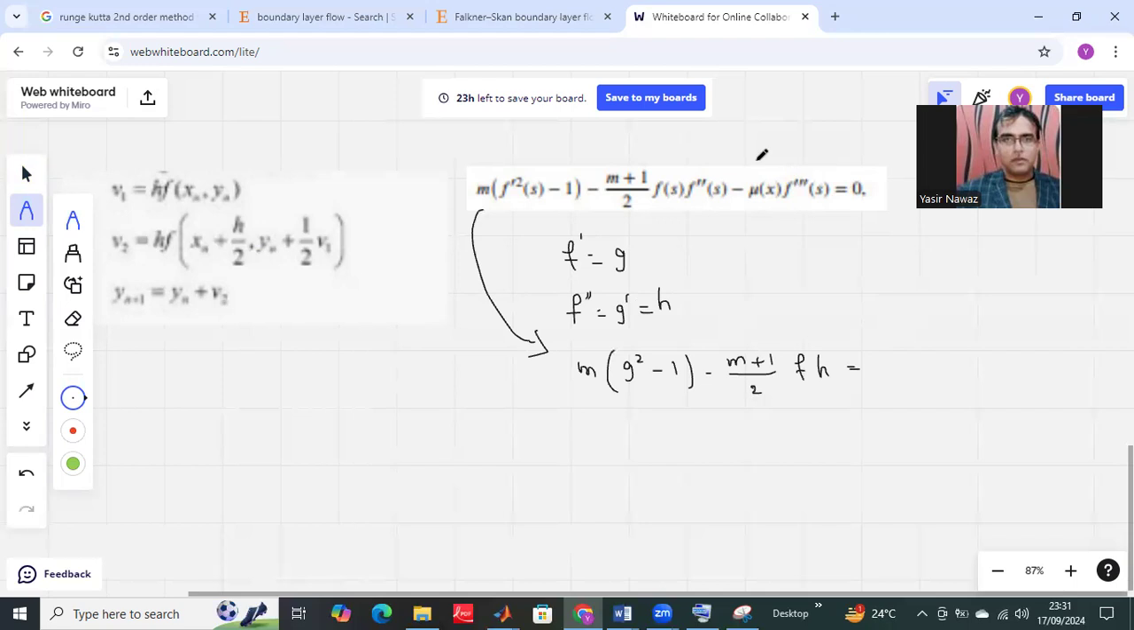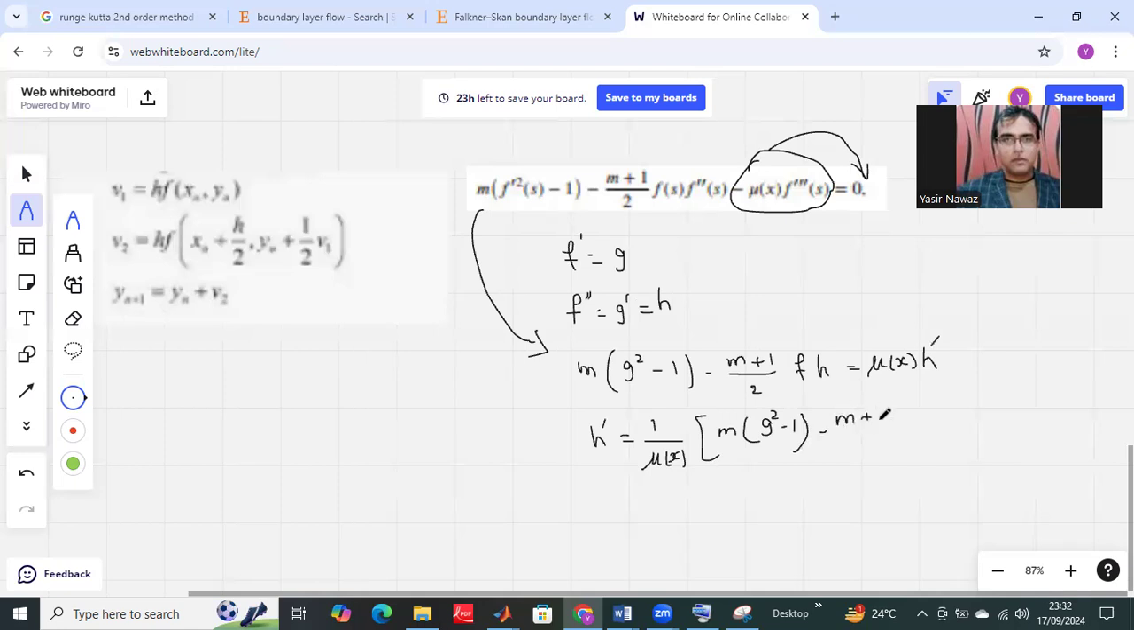And then I bring the last term to the right hand side. So that can be written as mu of x and h prime of x, because f triple prime would be h prime. So now the last equation can be written in this form: h prime is equal to 1 over mu of x, and then m g square minus 1 minus m plus 1 over 2 fh.